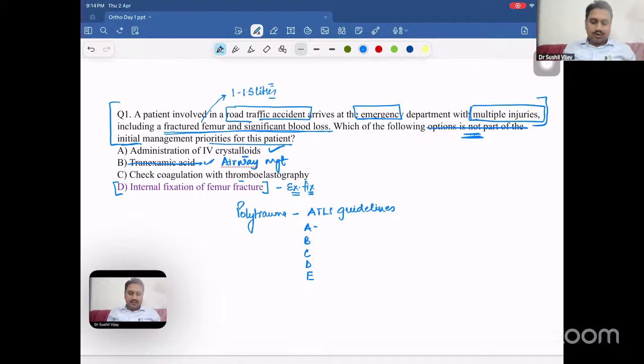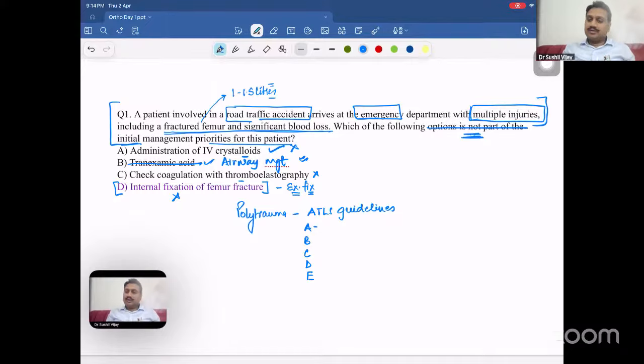First step is not fluid. First step is not coagulation profile. First step is not fixation. First step has to be airway management, right? That is how sometimes they are going to trick you in your exams as well. They will trick you somewhere in exams with something like this. So always remember how we have to answer depending upon the scenario given to you. Never ever get trapped in this.